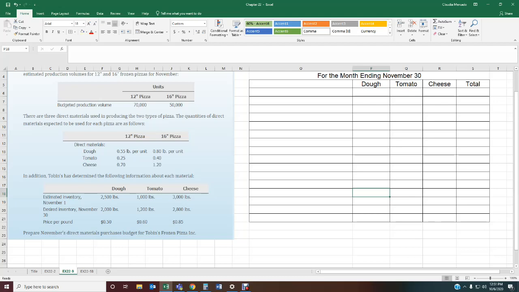The price per pound is 50 cents a pound for dough, 60 cents a pound for tomato, and 85 cents a pound for cheese. Now they're asking us to prepare November's direct materials purchases budget for Tobin's Frozen Pizza.